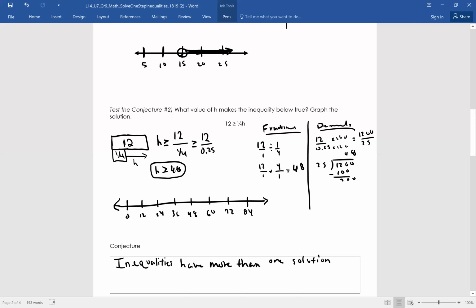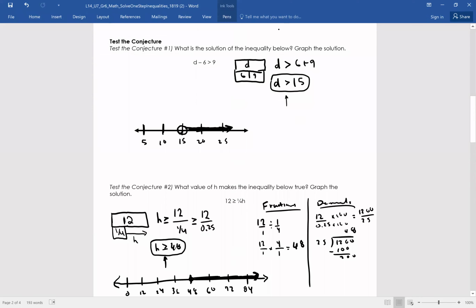Okay, so this says greater than or equal to 48, which means it can be equal to 48, which means I'm going to actually put a closed circle here. Now that I have a closed circle there, what I can do is determine what direction I'm going, and it looks like it's pointing to the right. It's also saying that anything greater than or equal to 48, which means I am selecting anything greater than or equal to. And our conjecture holds true because we have more than one value, more than one solution, okay? So let's get some practice in with these, guys.